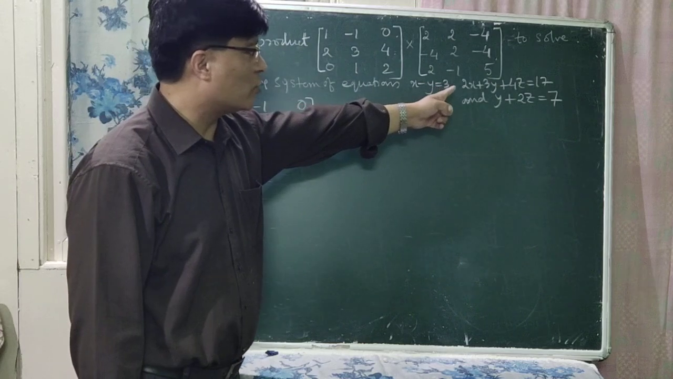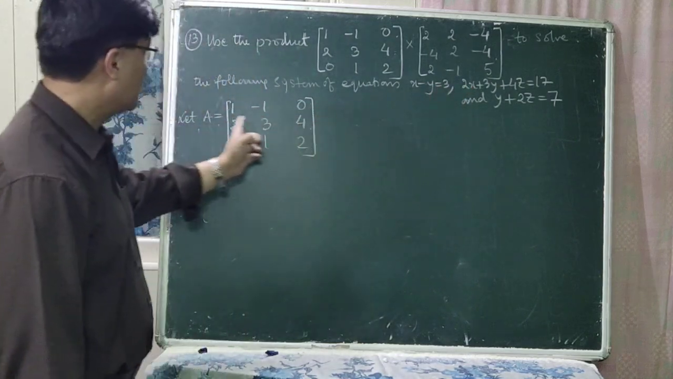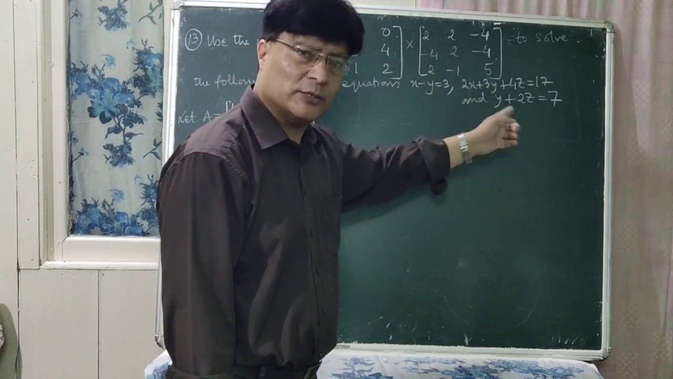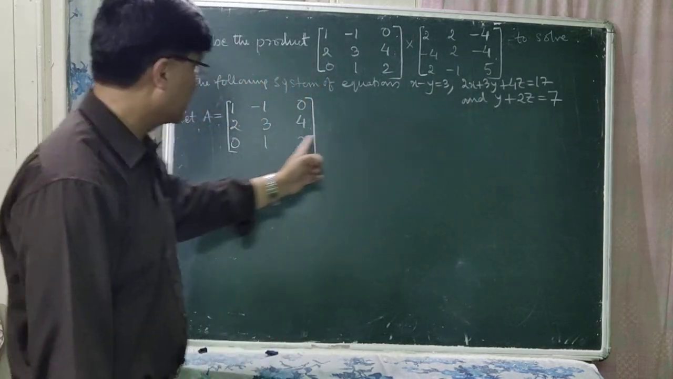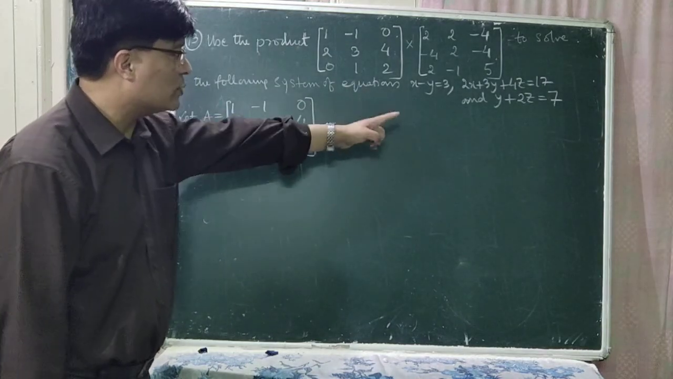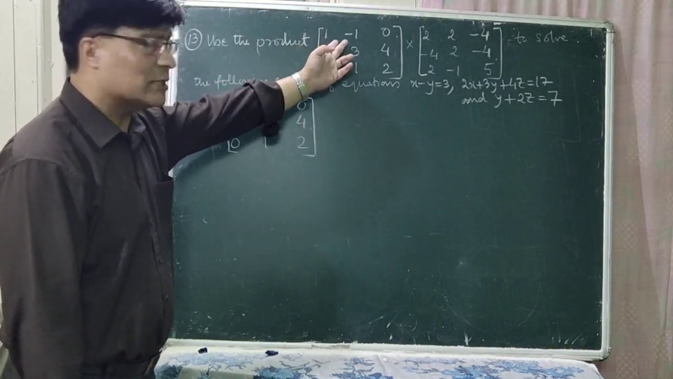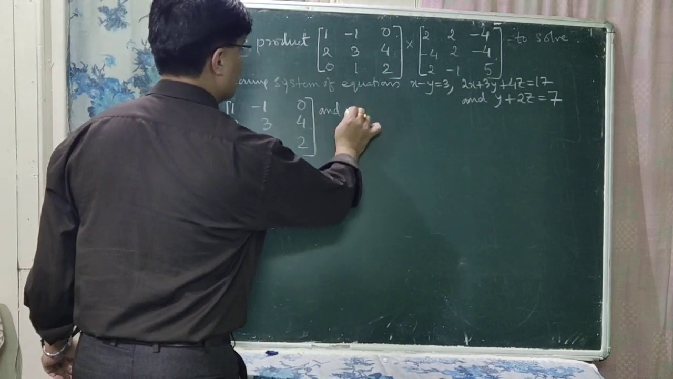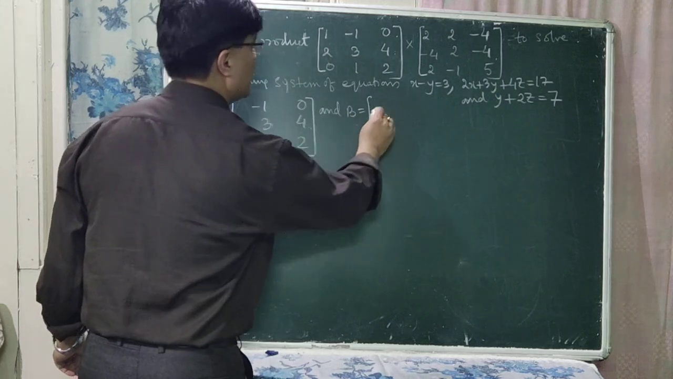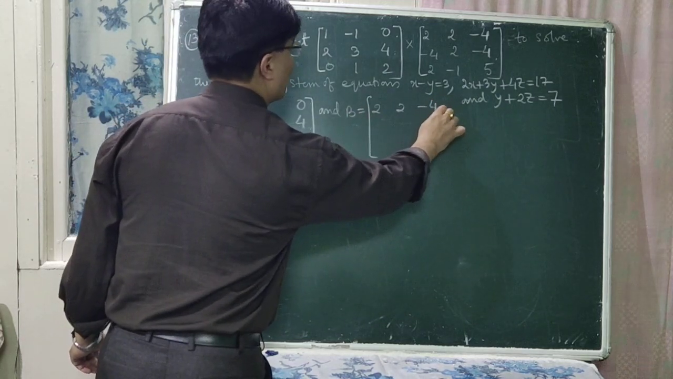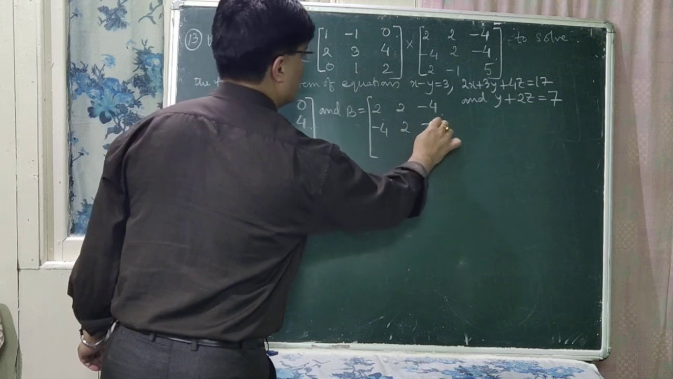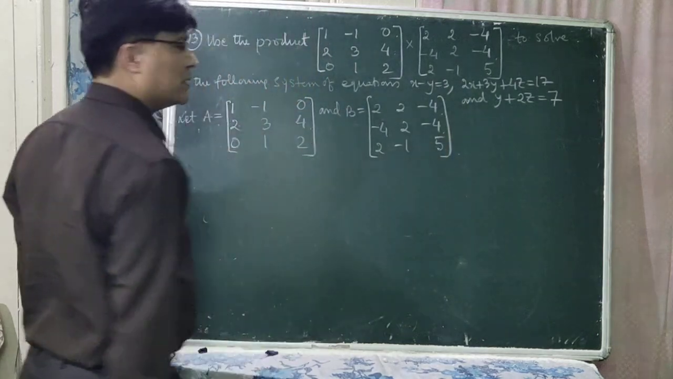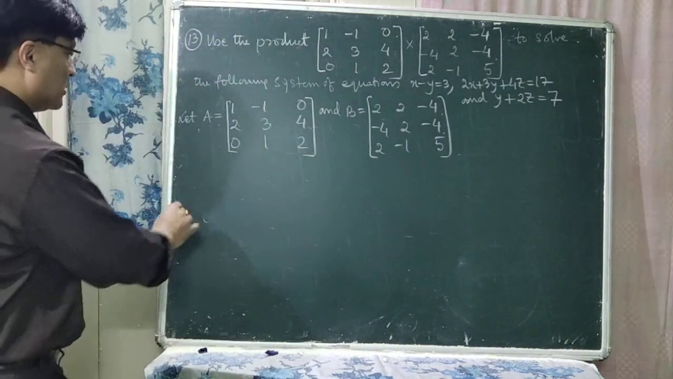From the second equation, what are the coefficients of x, y, z? 2, 3, 4. From the third equation, what are the coefficients of x, y, z? Since there is no x term there, this is 0, the coefficient of y is 1 and the coefficient of z is 2. So let us assume this matrix as A, and B is equal to [2, 2, -4; -4, 2, -4; 2, -1, 5]. Right? So let us find out the product.